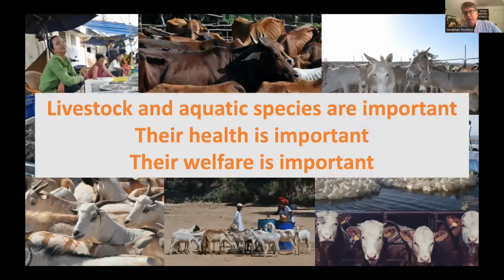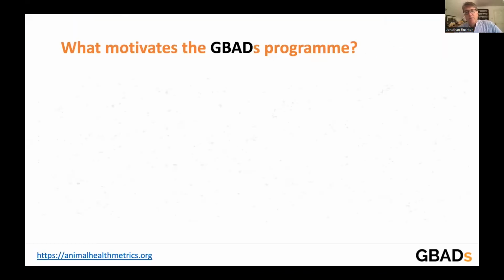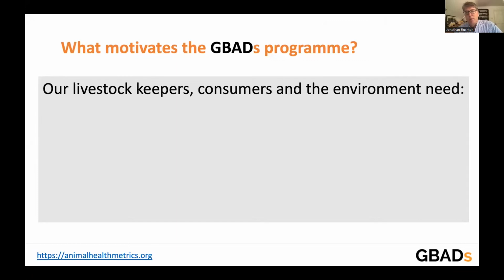So in summary to that kind of background, we've got livestock and aquatic species that are important across human societies across the world. It's not just in Europe. Their health is really important and their welfare is important. And with that sort of background, we've started the Global Burden of Animal Disease program with 3 quite specific aims in mind as we move forward.